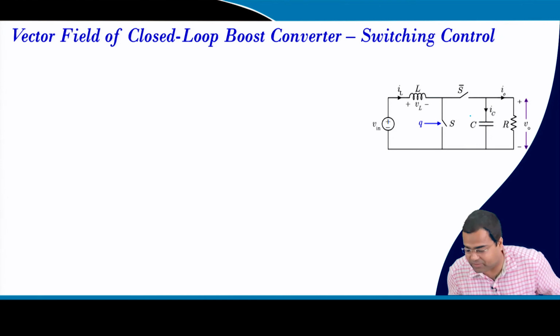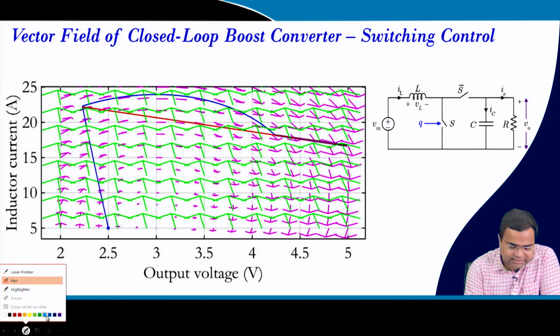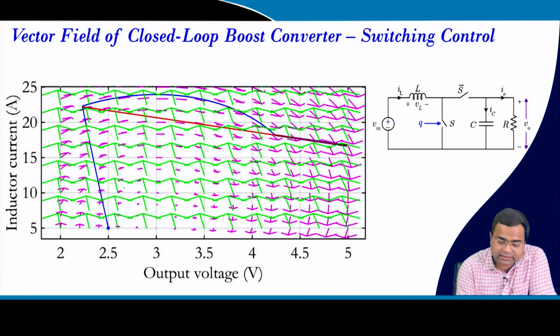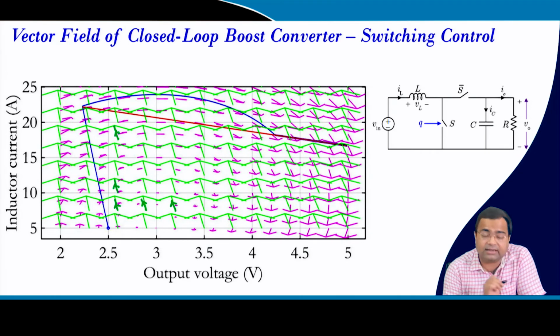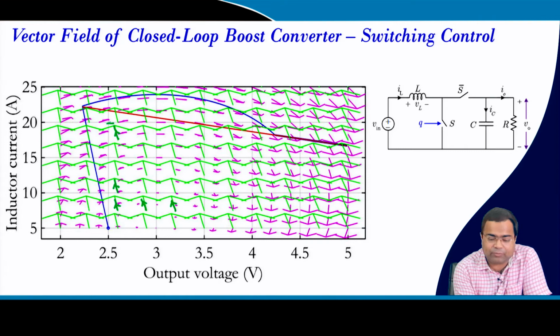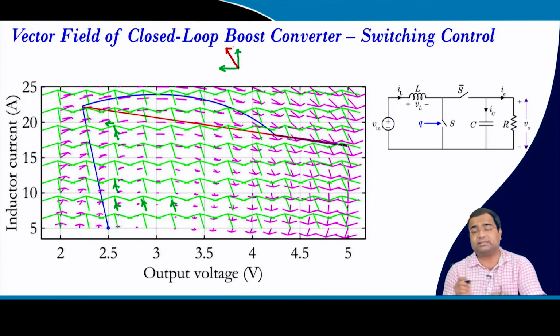Similarly, if you consider a boost converter, this green line shows the on state trajectories. In a boost converter when the switch is completely on, the current is increasing, that means it is in the upward direction, and on this side the voltage is going towards this. So, the current is increasing and the voltage is decreasing. As a result, your resultant vector will be something like this, and that is exactly what you are getting.